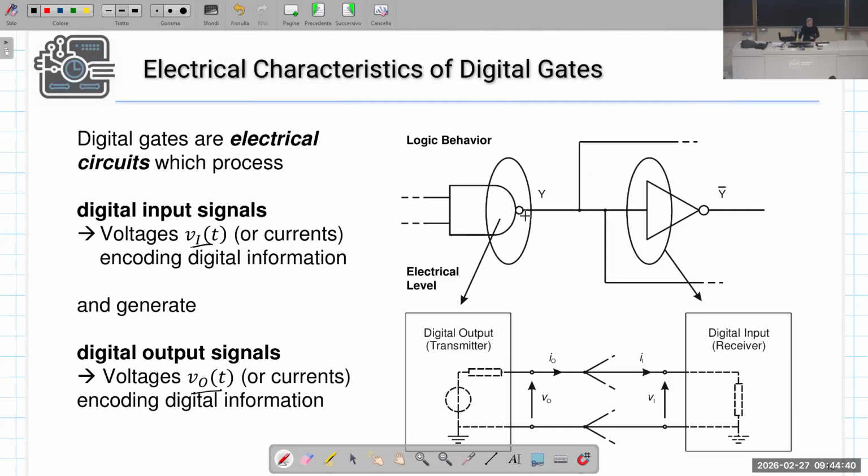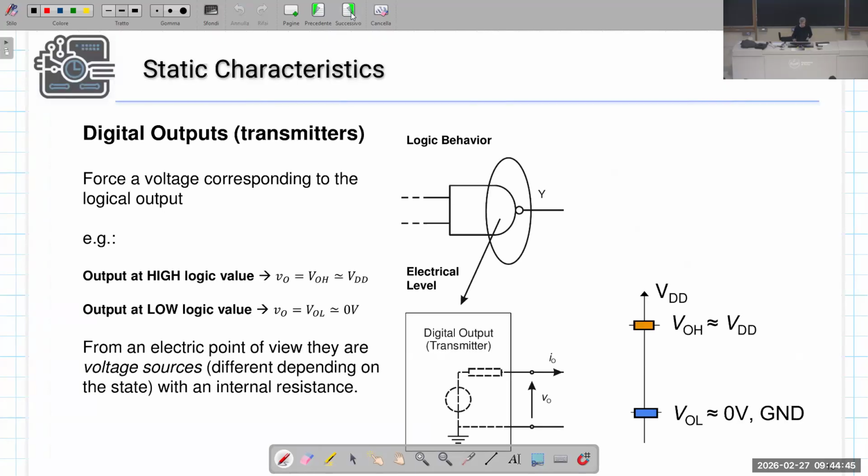Okay? Now let's enter into more details because we need to give some specifications at the electrical level. We need, in a way or another, to associate the digital information that is high logic level or low logic level to the voltage signal which represents the output of the gate. How to do that?